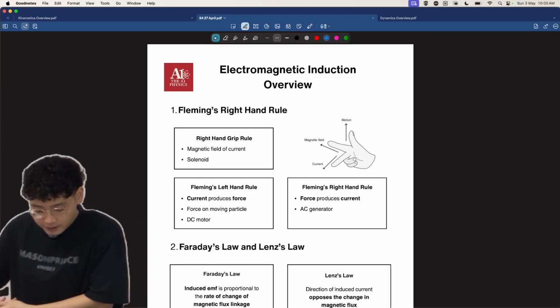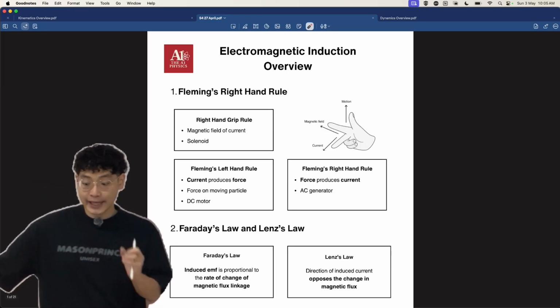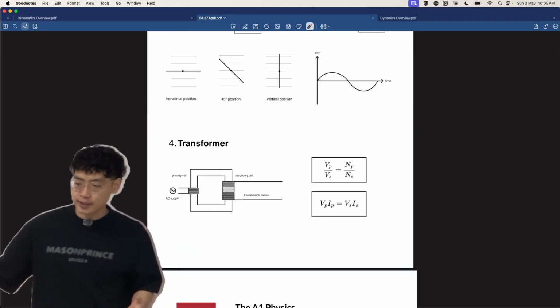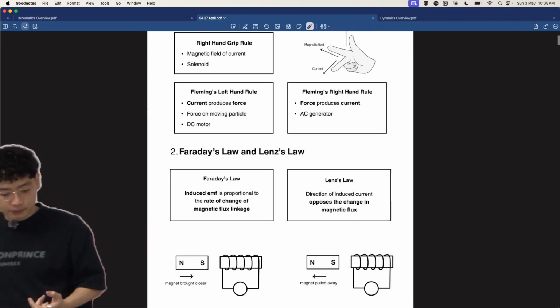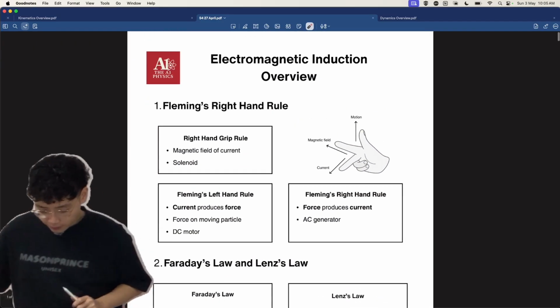Let me do a summary first. This chapter only got 4 parts: Fleming's right-hand rule, Faraday's law and Lenz's law, AC generator and transformer. Just need to master these 4 parts for this chapter. So today is going to be the review and the quiz.